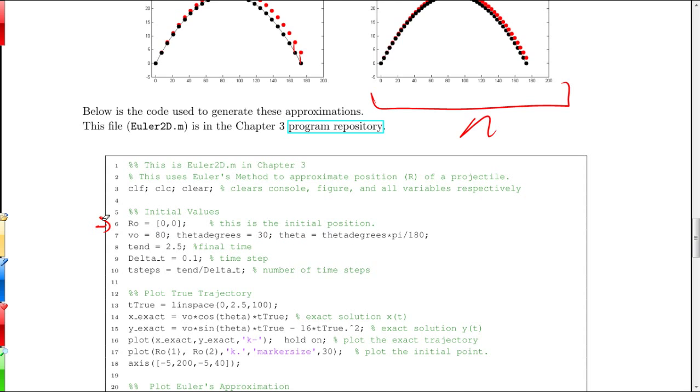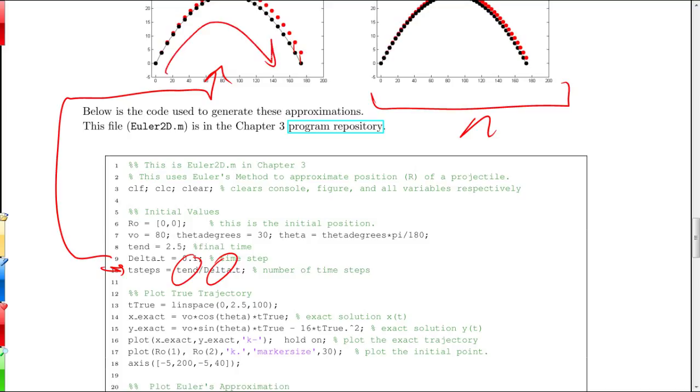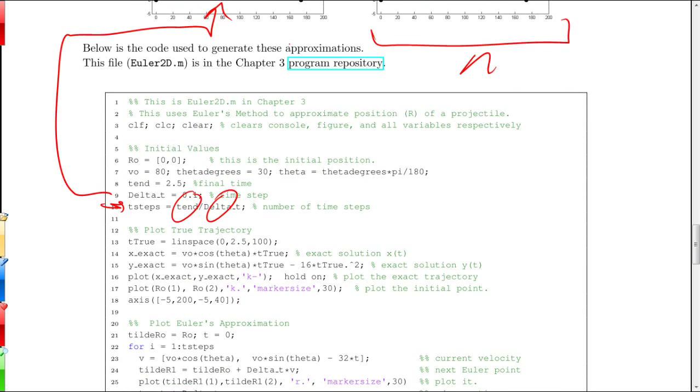And let's see, what else do we have? This is where I'm going to end, t equals 2.5. And I'll do a time step. This particular code corresponds to this graph because delta t equals 0.1. And then the number of time steps I'm actually going to take, t steps, is just how long divided by how big of a step, right? So it's 2.5 divided by 0.1, so it's 25. It's going to be 25 time steps to get from here to there.